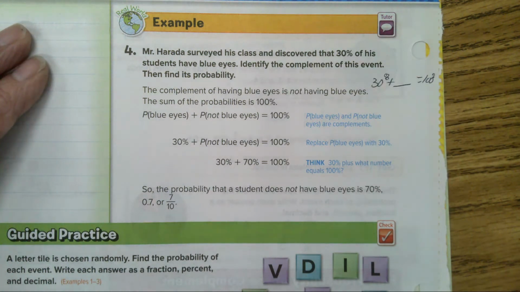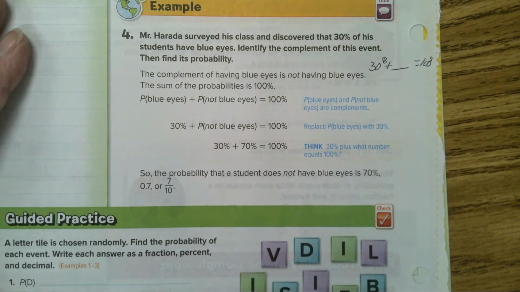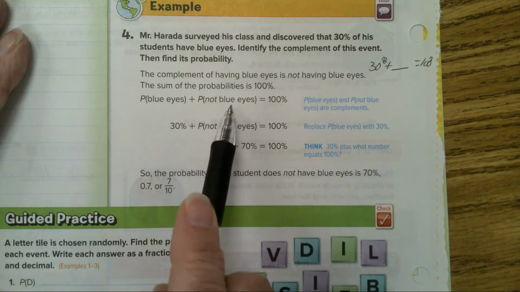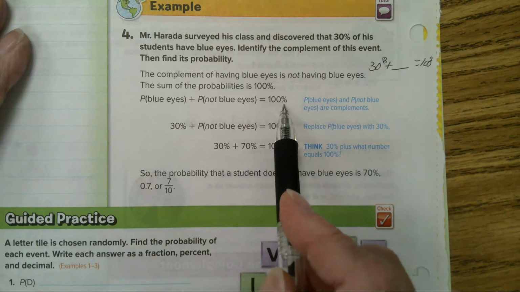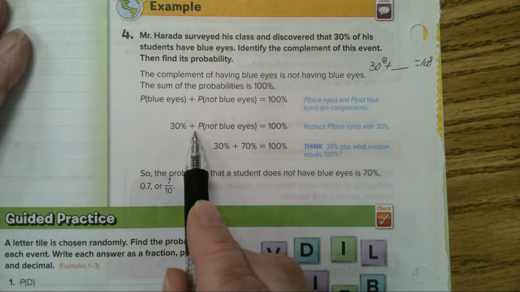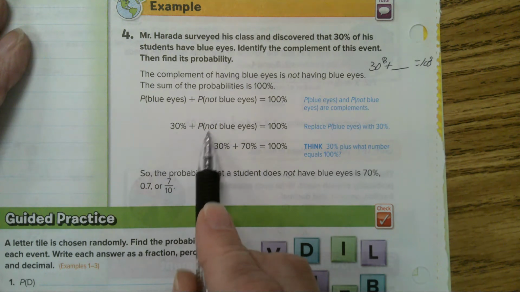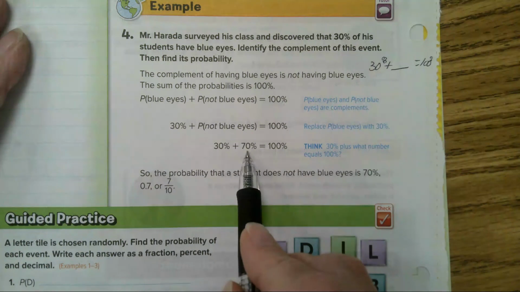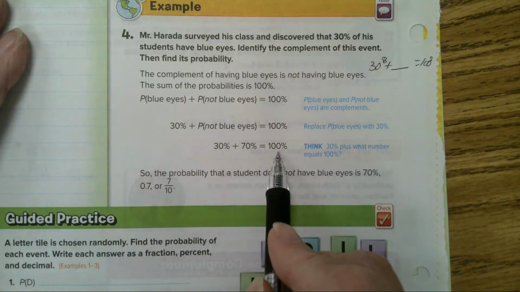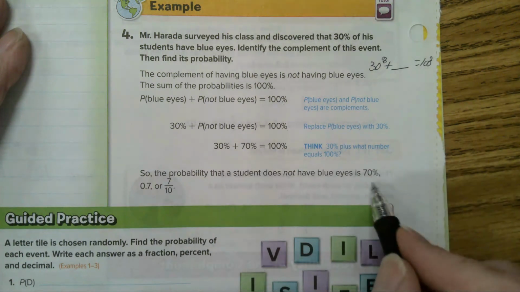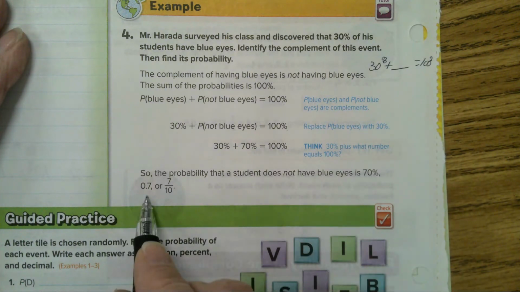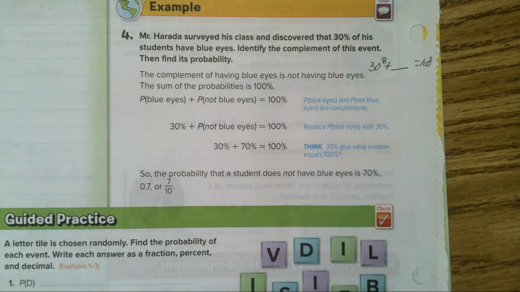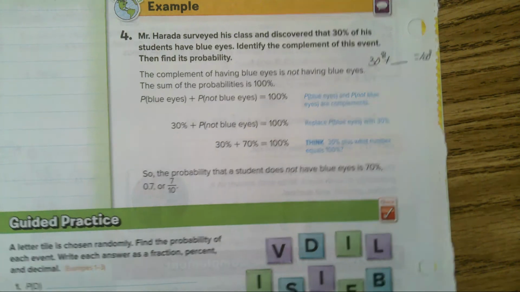But let's go through the formal steps. The probability of blue eyes plus the probability of not blue eyes has to equal 100%. So 30% plus probability of not blue eyes equals 100%. 30% plus 70% equals 100%. So 70%, 0.7, and 7/10. Any questions on that? Okay, let's look at our guided practice.